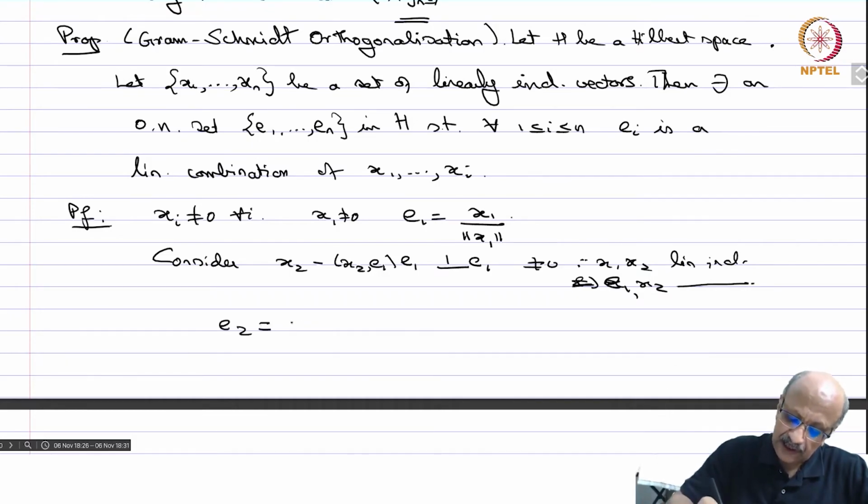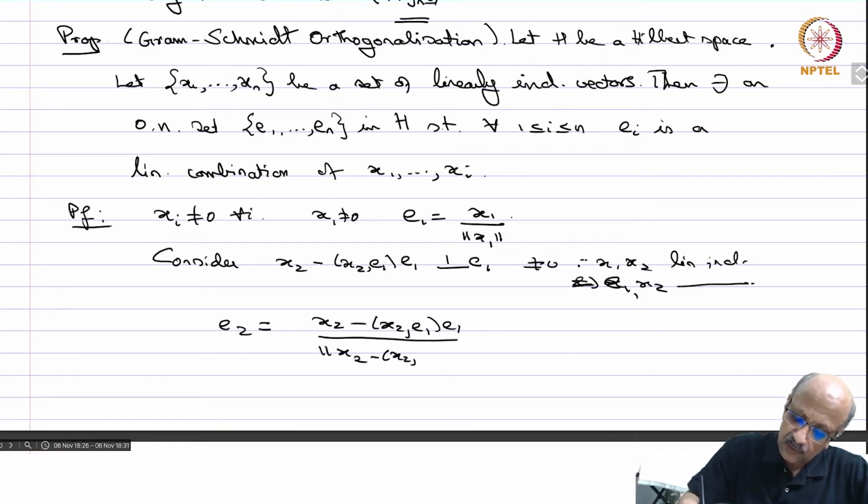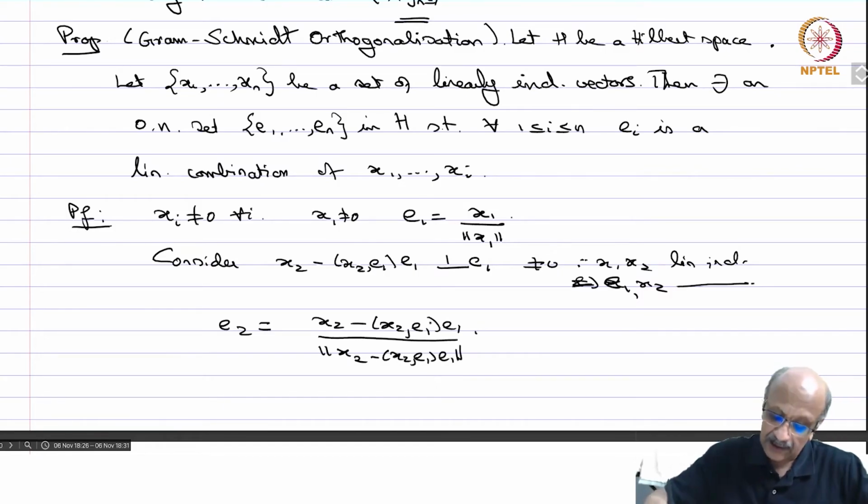So I define E2 equals (x2 minus <x2, E1>E1) divided by the norm of (x2 minus <x2, E1>E1). So again E1 is just a multiple of x1. E1 and E2 are orthogonal to each other, and E2 is a linear combination of x2 and E1, and that means it's a linear combination of x2 and x1.